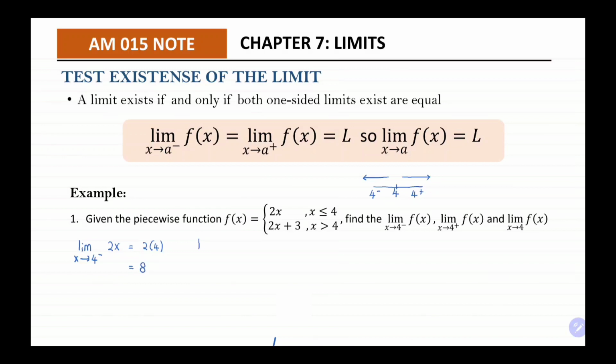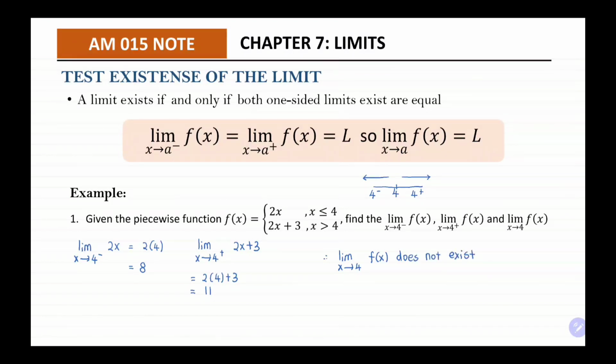Okay, now we find limit x approach 4 from right. 4 from right means x greater than 4. For x greater than 4, the function is 2x plus 3. Then we substitute 4 into x. So we get 2 times 4 plus 3, so equals 11. So we can see here, limit x approach 4 from left is 8 and limit x approach 4 from right is 11. Not the same value. So we can conclude limit x approach 4 f(x) does not exist.